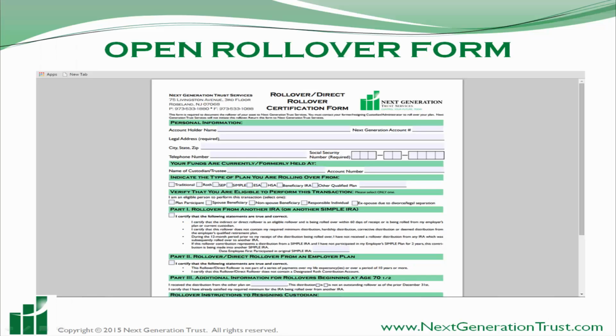A direct rollover means the transaction occurs directly between custodians. The distributed funds are sent directly to the new custodian. Making a direct rollover can help account holders avoid mandatory withholding of taxes required for certain distributions.